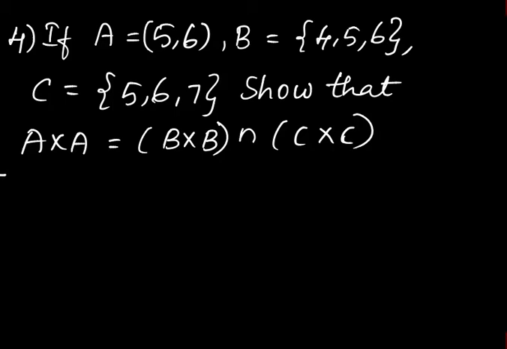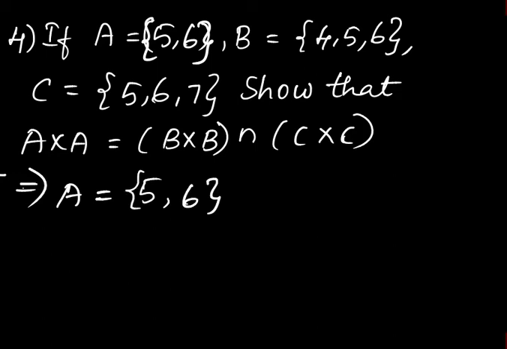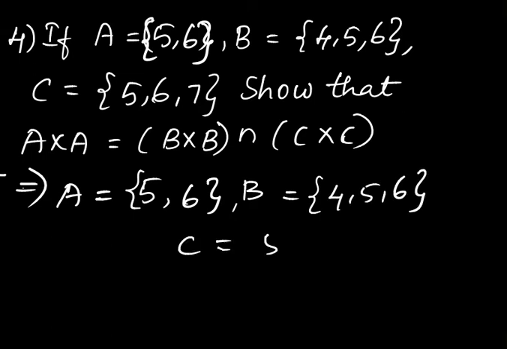Question: if A is equal to {5, 6}, B is equal to {4, 5, 6} and C is equal to {5, 6, 7}, show that A cross A is equal to B cross B intersection C cross C. So first write what the values of A, B and C are. A is the set {5, 6}, B is the set {4, 5, 6} and C is the set {5, 6, 7}.